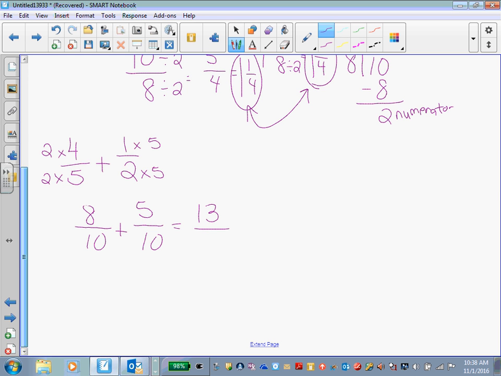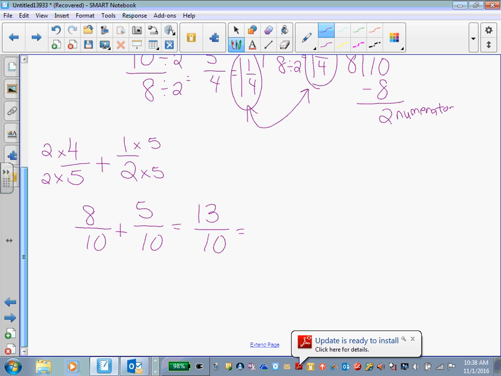What do we notice about this 13/10? It's an improper fraction again. Alright, let's see, Alyssa. What would be the correct answer for this improper fraction? 1 and 3/10, because that 10 can go into 13. Just to show you the actual division, 10 can go into 13 one time. 1 times 10 is 10. 13 minus 10 is 3.